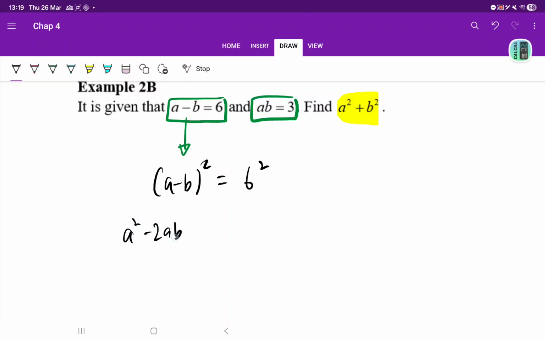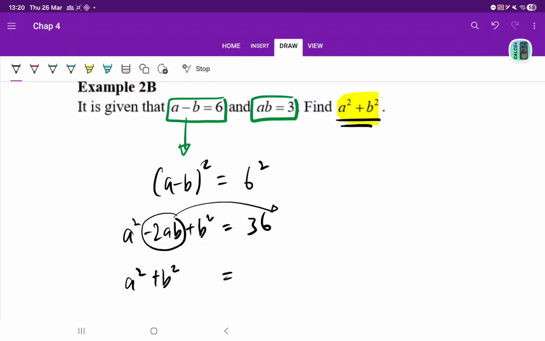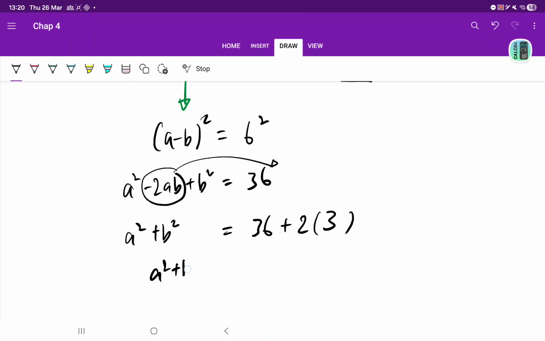that's how you get a squared minus 2ab plus b squared equal to 36. You are supposed to find a squared plus b squared. So you just put your a squared plus b squared by itself and bring this term over to the other side. Minus 2ab, bring over becomes what? 36 plus 2ab. But I don't want to write ab anymore. So the answer is 42.